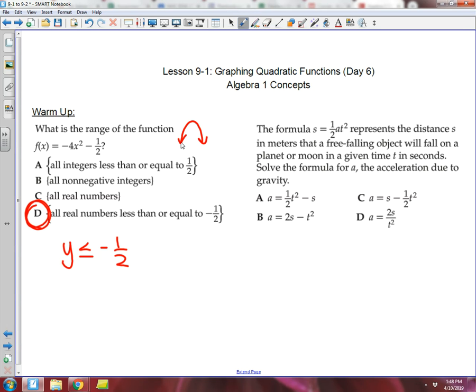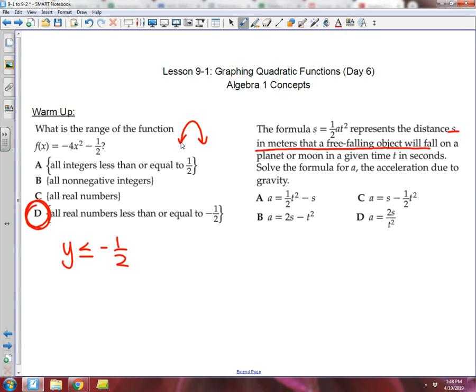The formula S equals a half AT squared represents the distance S in meters that a free-falling object will fall on a planet or moon in a given time t. Solve the formula for A, acceleration due to gravity. Okay, 3 questions for you before we start. What does S stand for? No. In the situation, S is in meters that a free-falling object will fall. Does everybody see how they describe what S is?